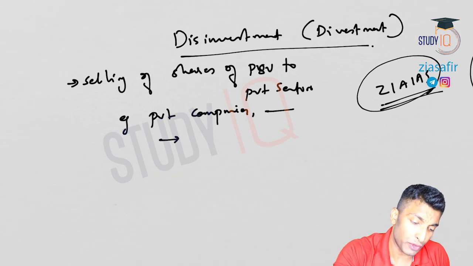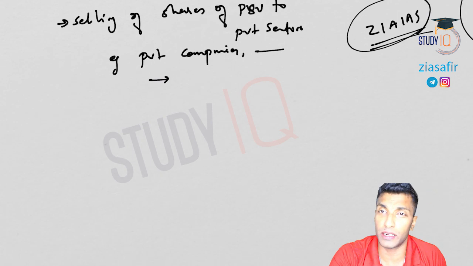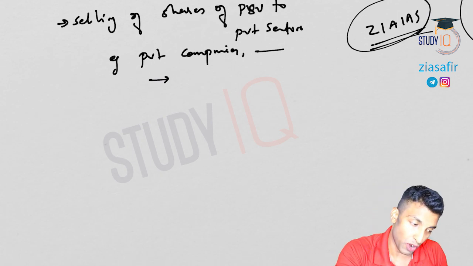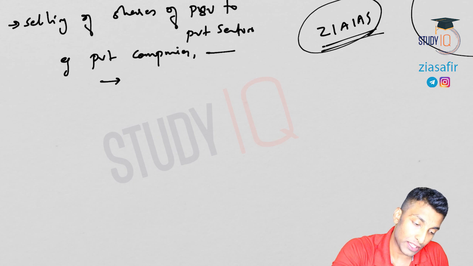Now there may be a confusion. What is broader, disinvestment or privatization, which is a broader concept? See, privatization is more broader.